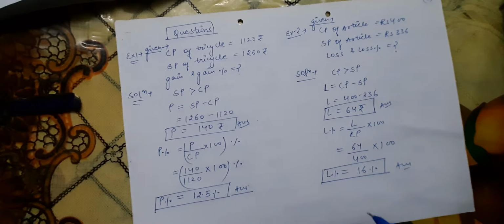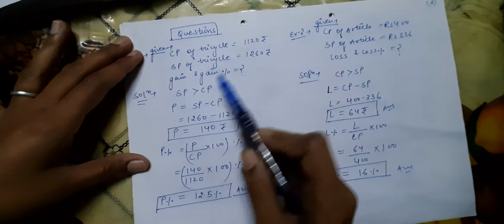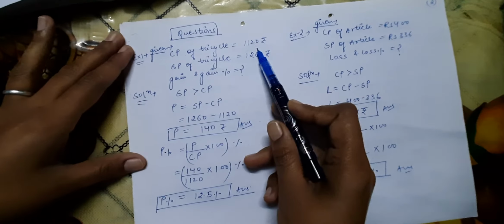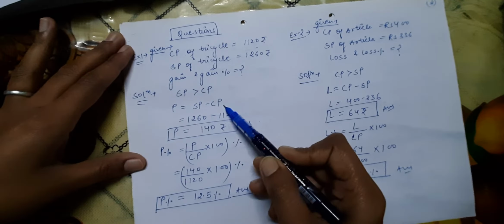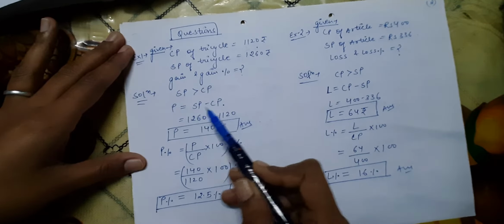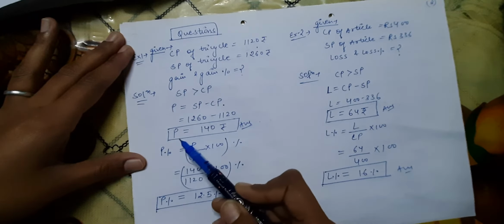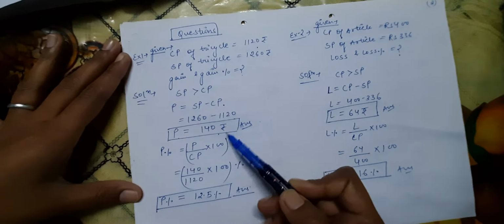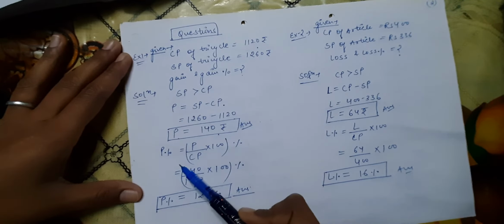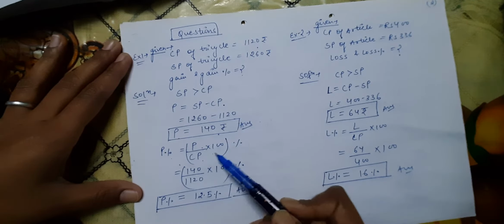I am taking an example in which the cost price of a tricycle is 1120 rupees, and the selling price of the same tricycle is 1260 rupees. In this question, you have been asked to calculate gain and gain percent. In order to find the gain percent, first you have to calculate the gain. You can see that the selling price is greater than the cost price, so we now know that there will be a profit in the case of this tricycle. We'll calculate the profit, that is selling price minus cost price, which will be 140 rupees. Now that you have your profit, you can calculate the profit percent. Profit percent is profit upon cost price into 100.